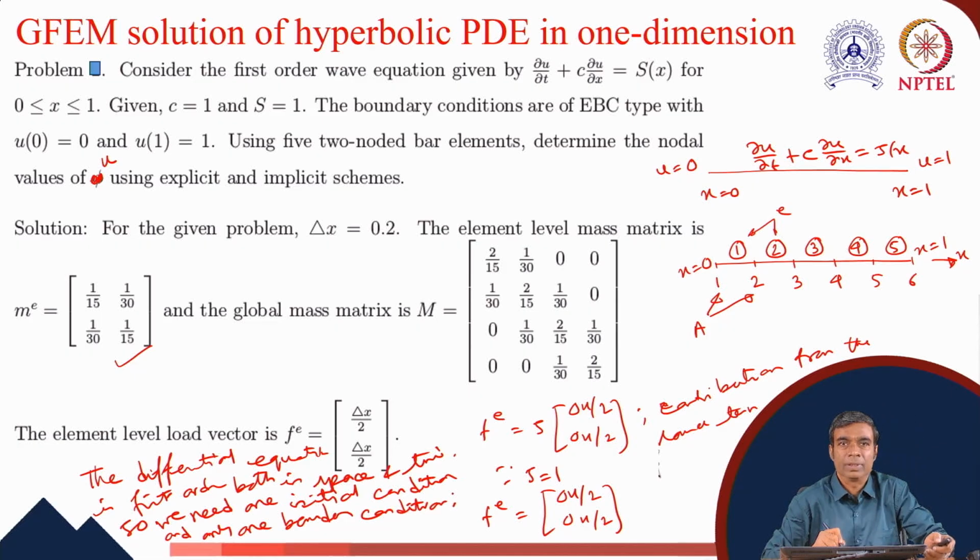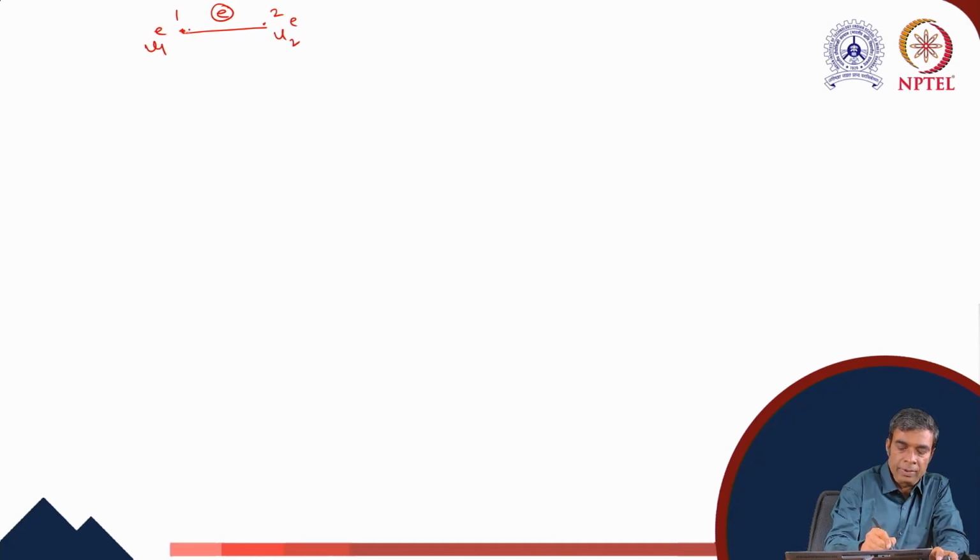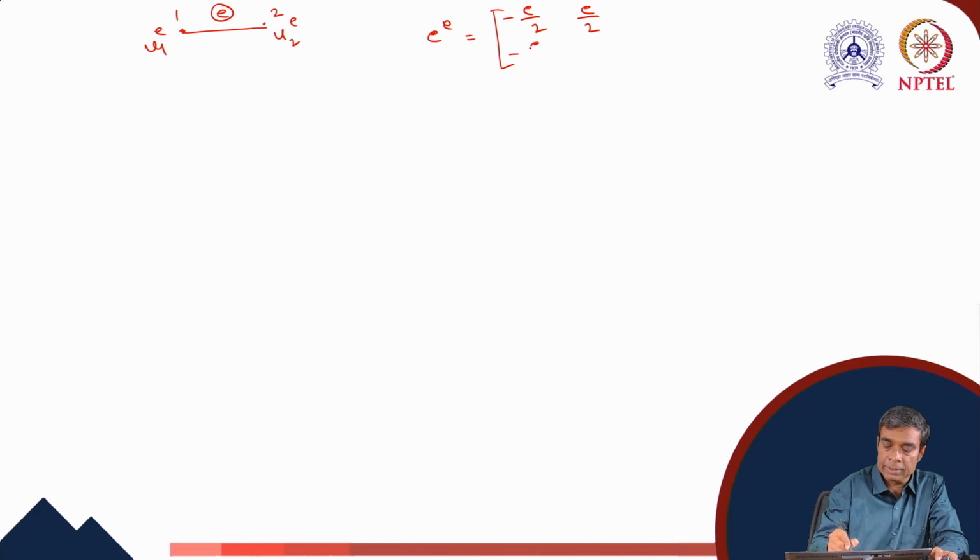So in this case, we merge both in space and time. We give inlet boundary condition and at exit we find the solution. Now we have just now shown the convection matrix at the element level. This is a finite element E, local nodes 1 and 2. This is degree of freedom U1E. This is U2E. Here we have the element level convection matrix CE equals to minus C by 2, C by 2, minus C by 2 and C by 2.